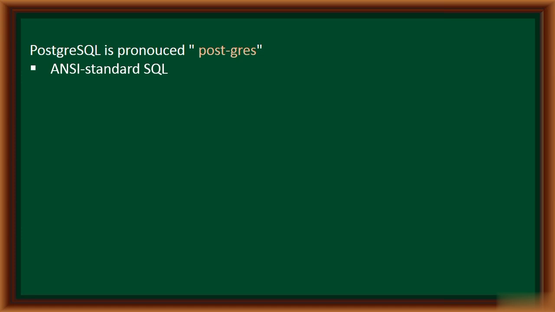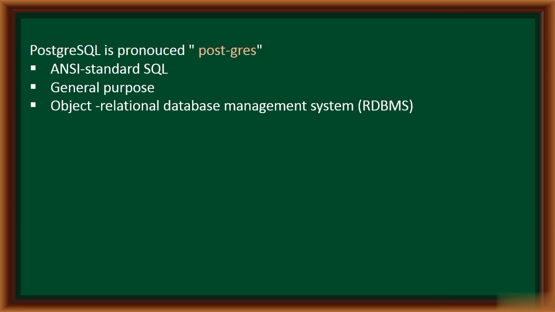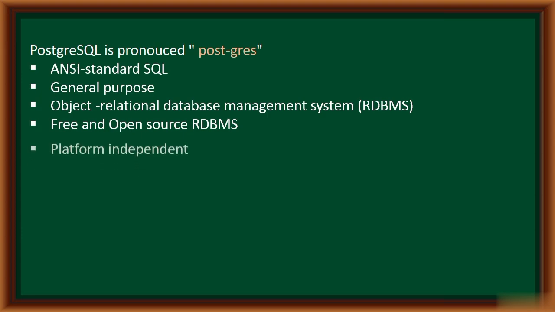Postgres is a general purpose database management system, so you can use it basically for a variety of things. It is also object relational, so it's known as an object relational database management system. It is free and open source. By open source, that means people can contribute to make it better.